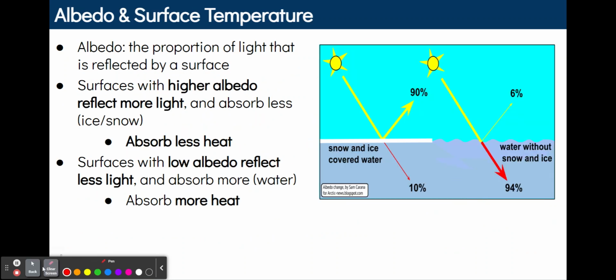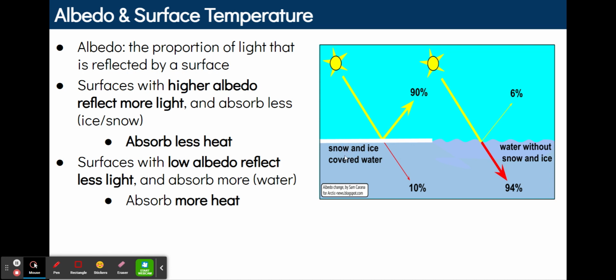Clear screen. So albedo is the proportion or the amount or the percentage of light that is reflected by a surface. Surfaces with higher albedo reflect more light and absorb less. Because they're absorbing less light, they're also absorbing less heat, making them colder. Okay? So examples would be any lighter colored thing.